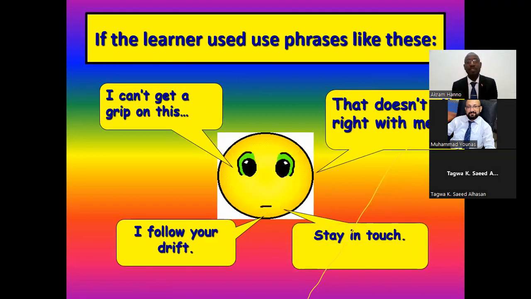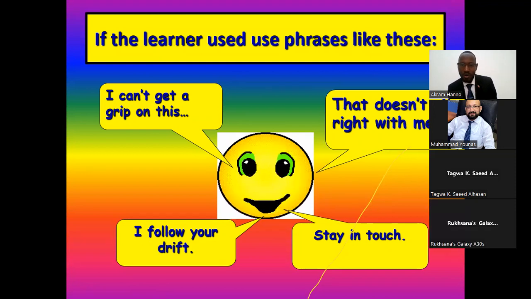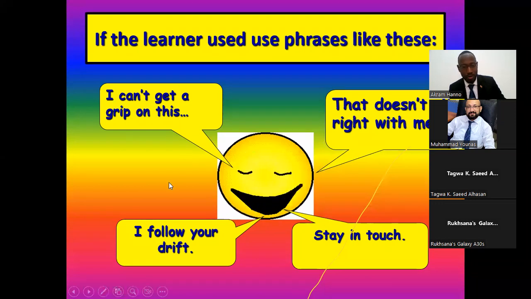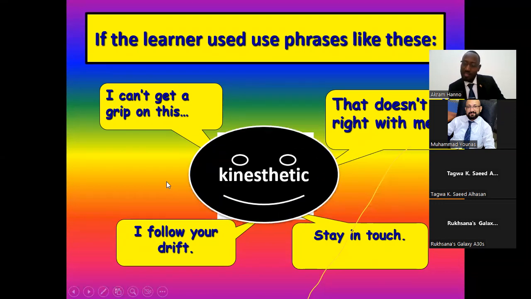Let's think about this. "I can't get a grip on this," or "That doesn't ride with me," or "Stay in touch." Or the last phrase is, "I follow your drift." Kinesthetic is when somebody feels something or touches something that is tangible or concrete for them.